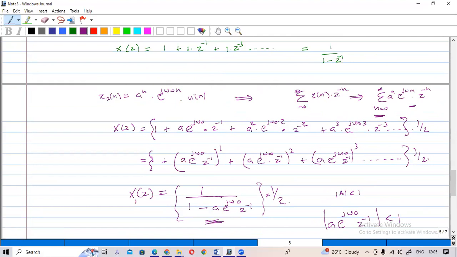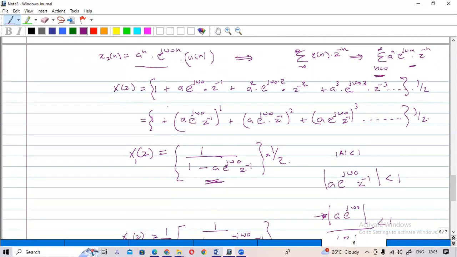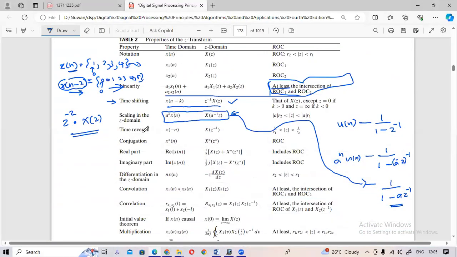For this one, you can use the property. You know the Z transform of u[n], and it is multiplied by this one. Now you can see that instead of this one, you will have a to the power e^(jω0 n). That is the scaling in Z domain. And the time reversal property is also there. I think you can understand that one also.